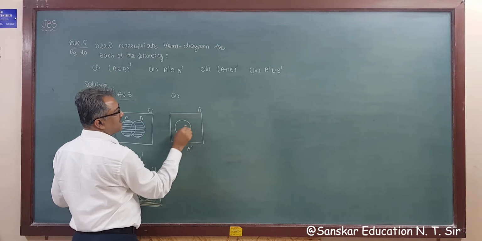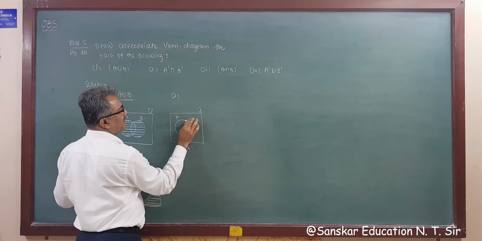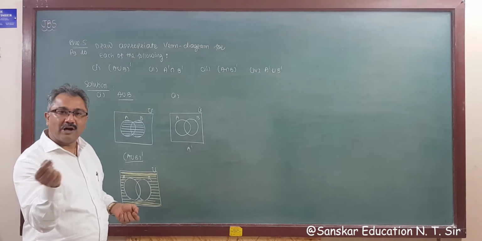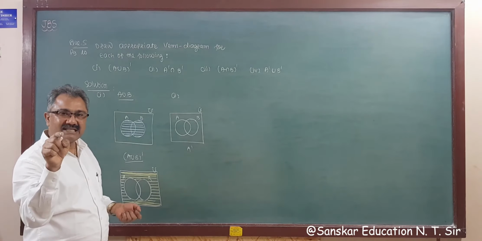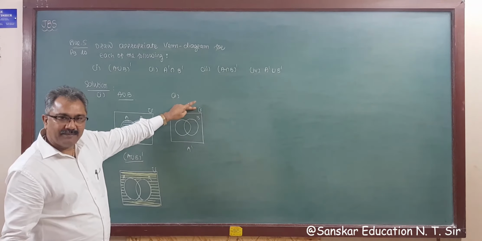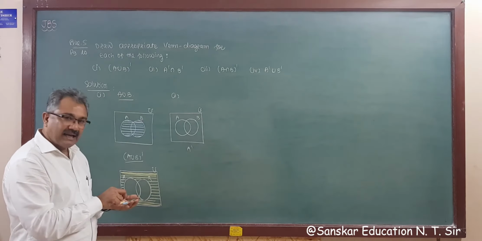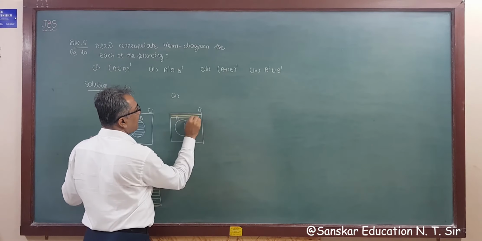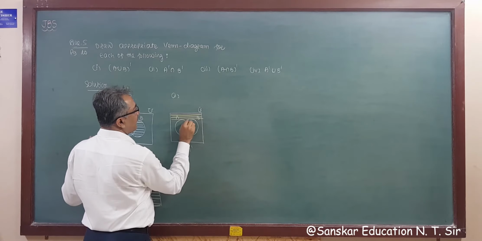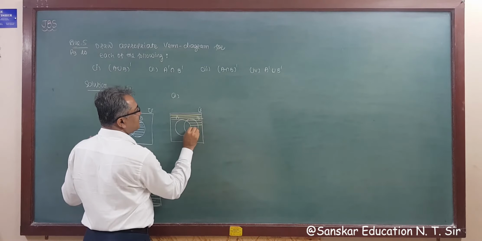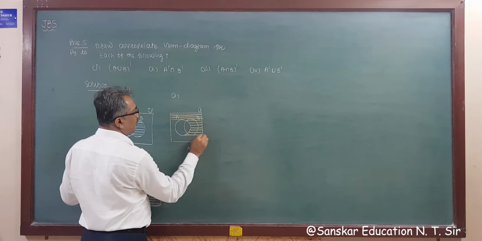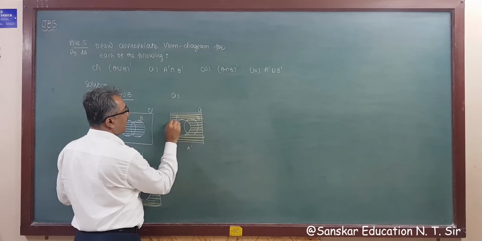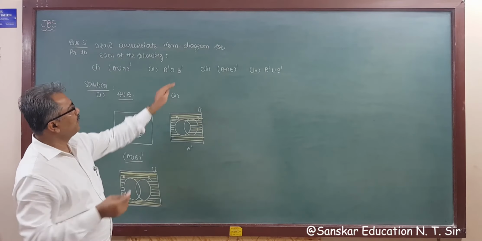So now this is A, this is B. A' means the set of all points other than A, elements in U but not in A. So other than A means these points, all these points which are in U but not in A. So all these points are A'. Now B'.